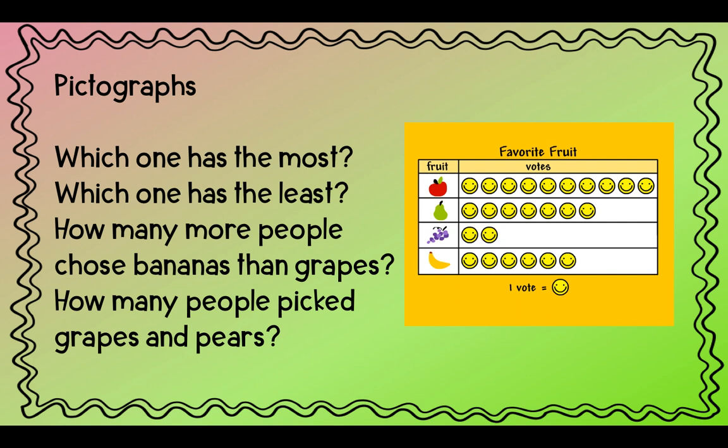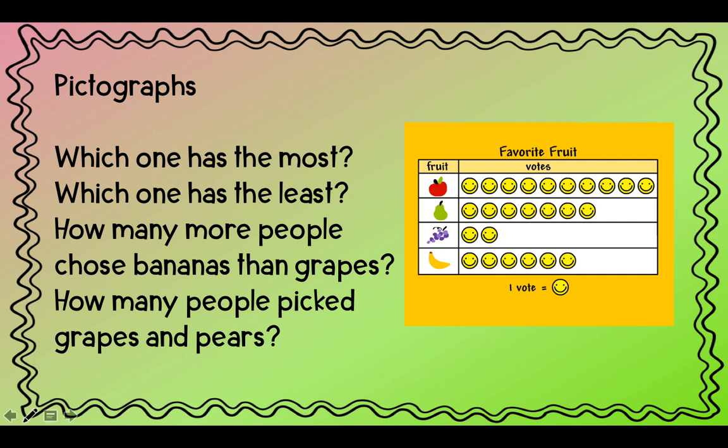Which one has the least? I think it's the grapes. The grapes only got 2 votes. It has the least amount of smiley faces in its box. Then we can ask more complicated questions, like how many more people chose bananas than grapes.